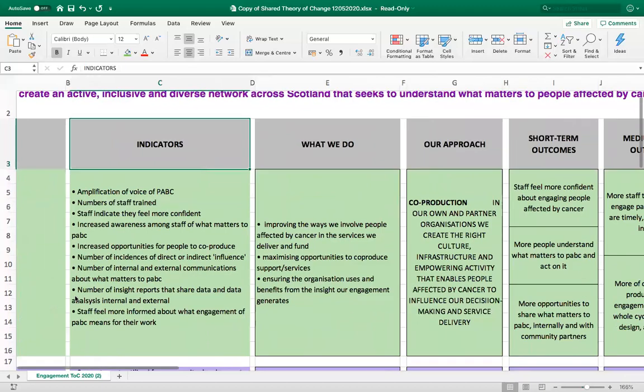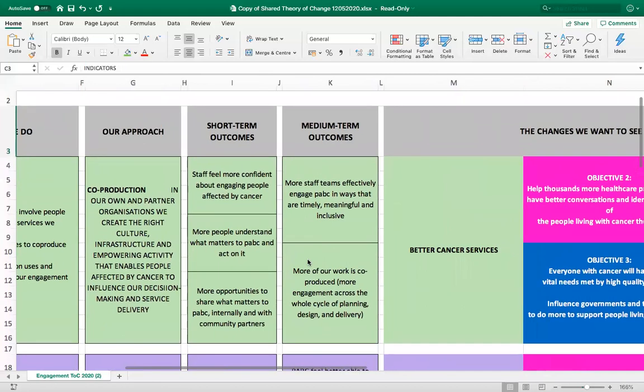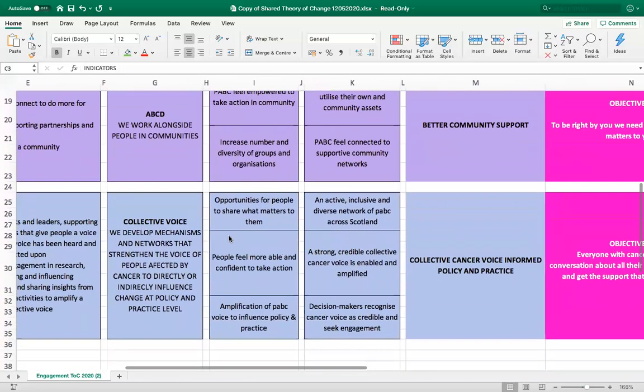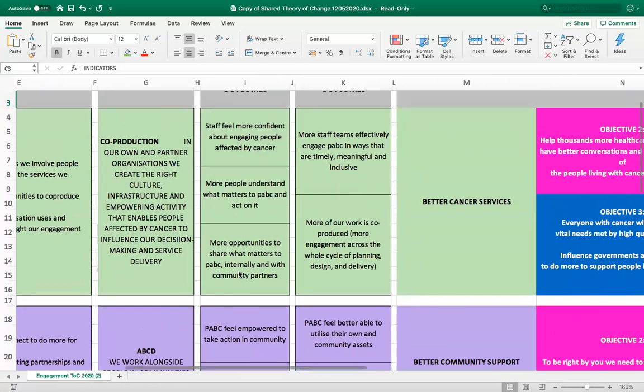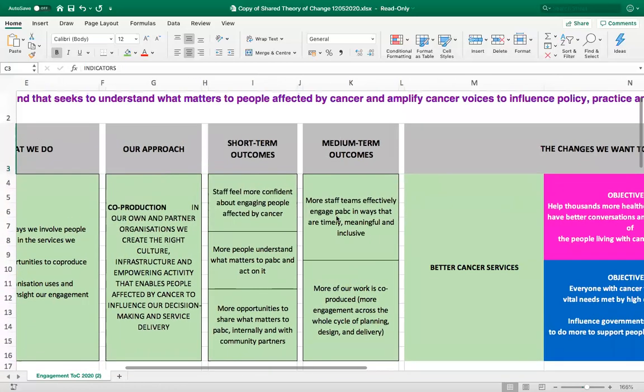The outcomes, both short-term and medium-term, I think are really good. I think they're really clear outcomes. You have a very clear direction of change through your wording. So you're talking about more people, or increased number, or being more able, or amplifying, and more of our work, and so on. And those kinds of words are really appropriate to have for outcomes. They denote that direction of change.